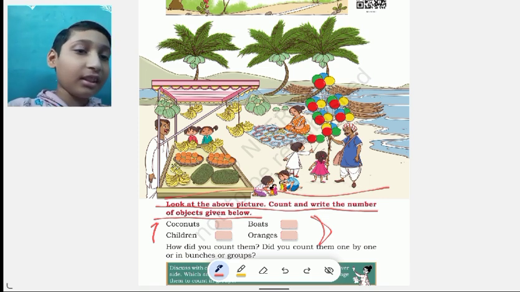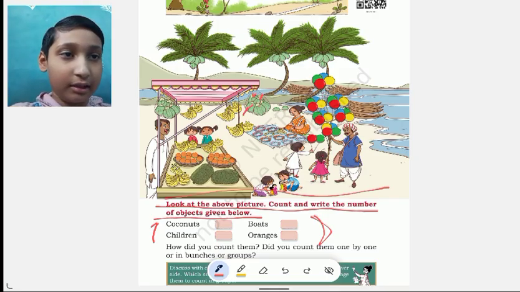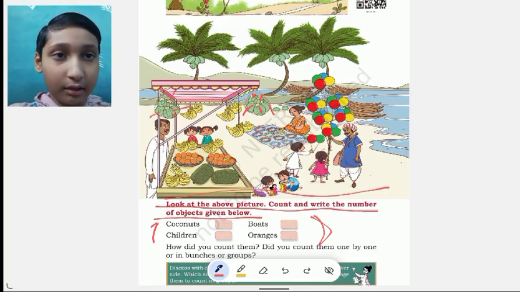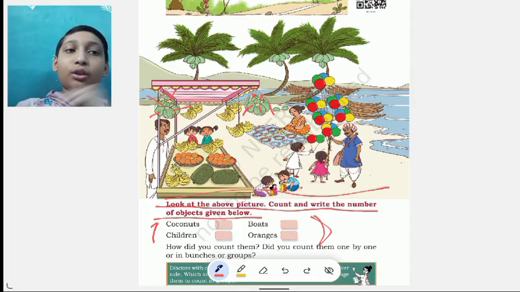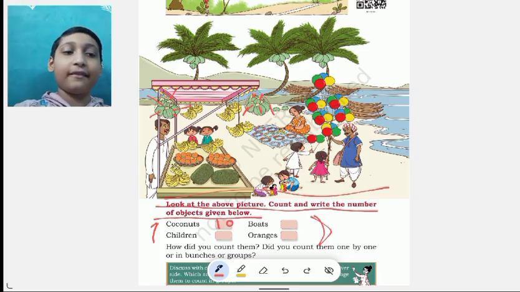In this, firstly, we'll see how many coconuts there are. There is 1, 2, 3, 4, 5, 6, 7, 8, 9, 10 coconuts. So, we have to write 10. Now we will find how many boats there are.